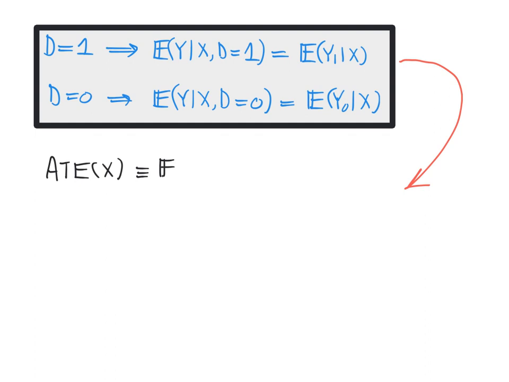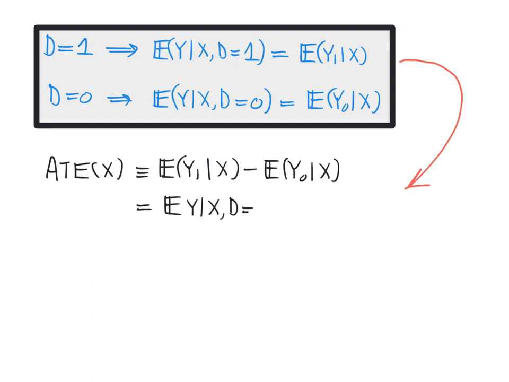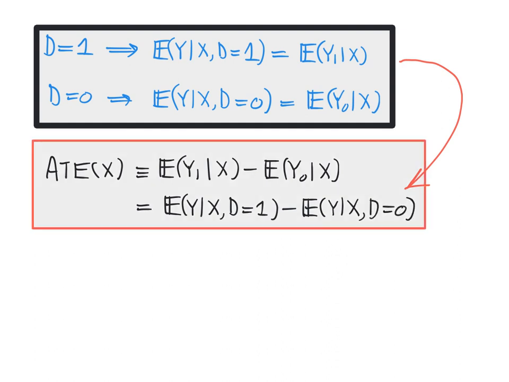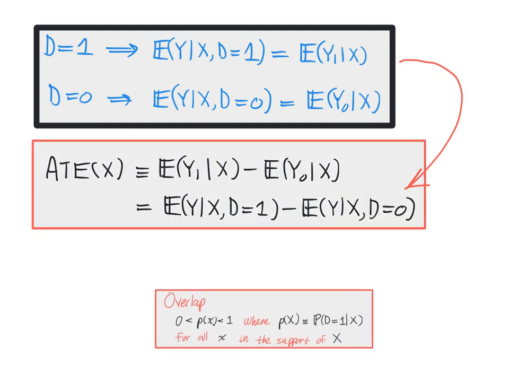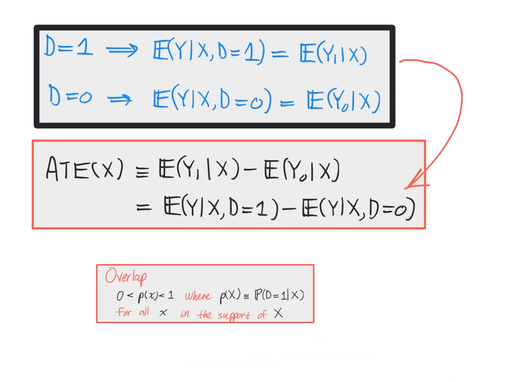Just take the difference of the 2 expressions in the box. We discover that the expectation of y1 given x minus the expectation of y0 given x, which is by definition the conditional ATE, is equal to the expectation of y given x and d equals 1 minus the expectation of y given x and d equals 0. We've already used the selection on observables assumption. Now it's time to use the overlap assumption.